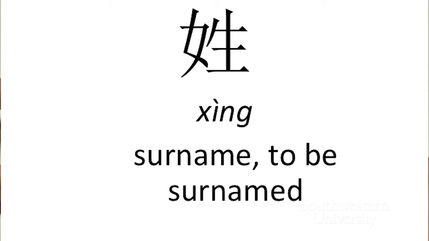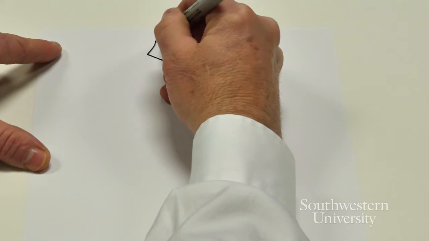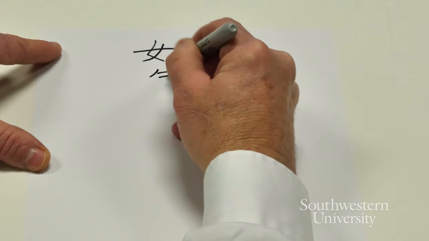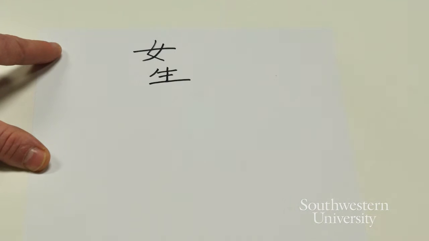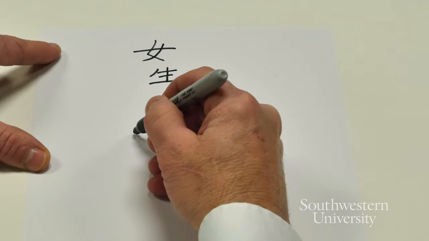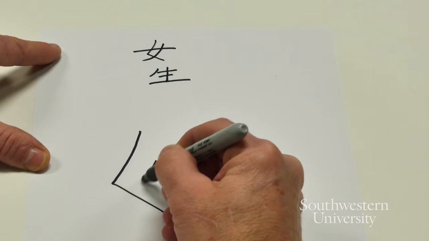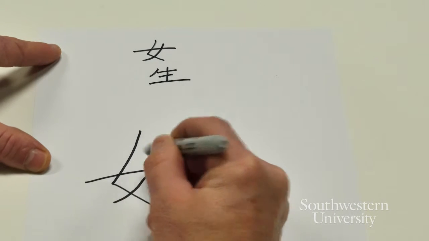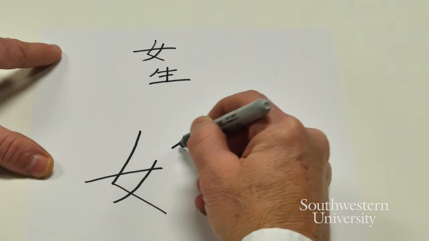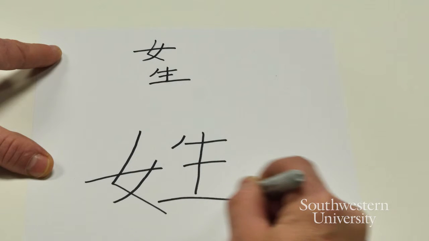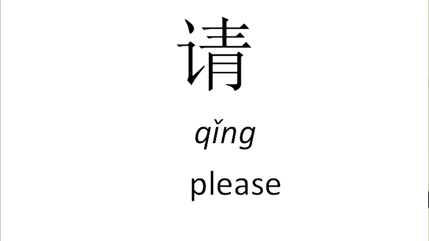The next character, xìng, surname, is a radical that we've already seen, component for woman, and a phonetic, shēng, which means life, but here it's just used as a phonetic. As we write it out, remember you want to do the piě, jiǎ first, and then the piě and a héng, kind of lopsided so it'll fit. Diǎn, héng, héng, shù, héng, in that order.